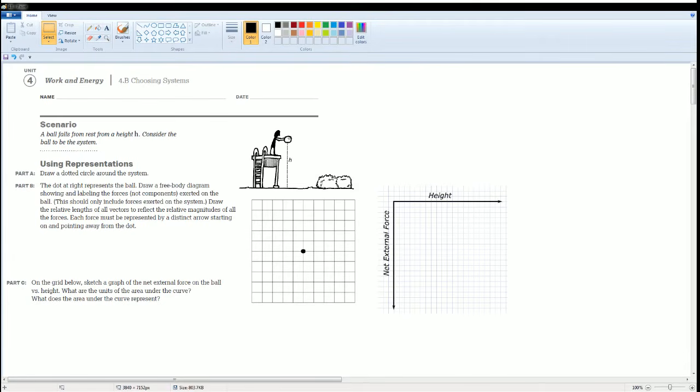Here we have Unit 4, Work and Energy. This section is 4.B, Choosing the System. So the scenario: a ball falls from rest from a height h. Consider the ball to be the system. Part A is to draw a dotted circle around the system. This is the ball. This is going to be the system.